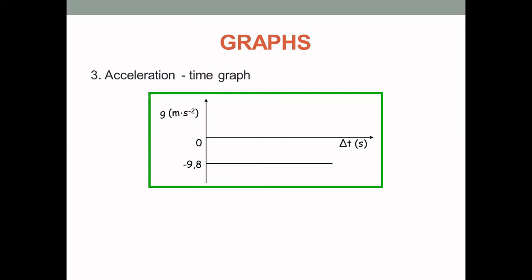The third graph is the acceleration-time graph. Along the x-axis, we have the time, measured in seconds, and acceleration along the y-axis, measured in meters per second squared. So the acceleration-time graph is constant, at negative 9.8.